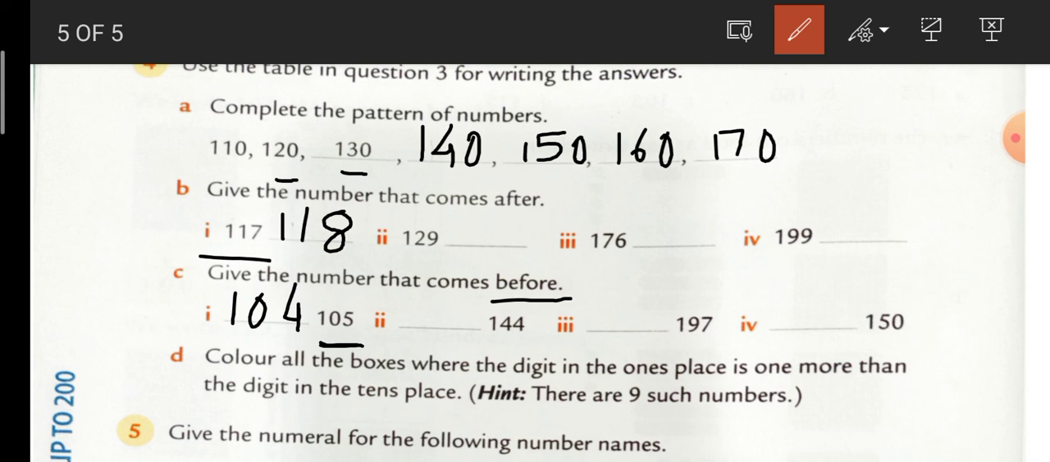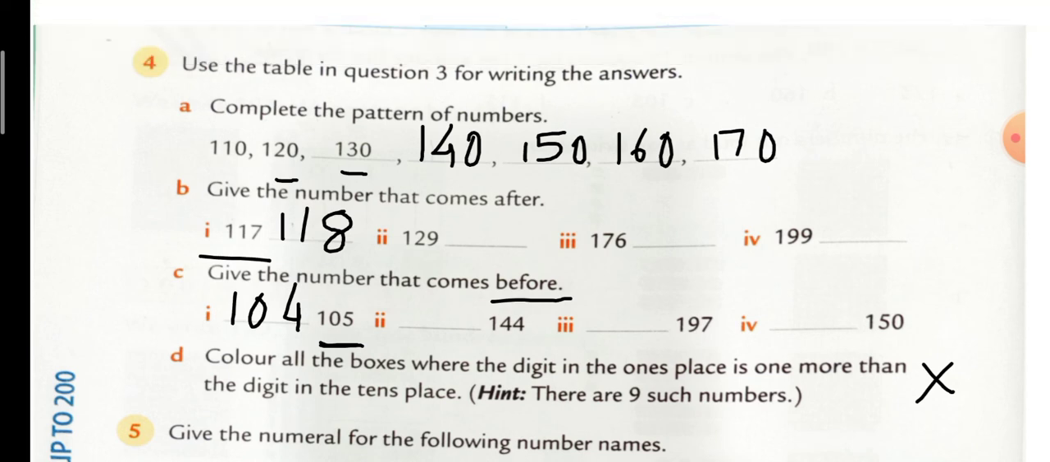Now the next question says color all the boxes where the digit in ones place is more than the digit in the tens place. Okay, this I am going to teach a little later. Okay, fine. This we will do later on. Fine. Now next.